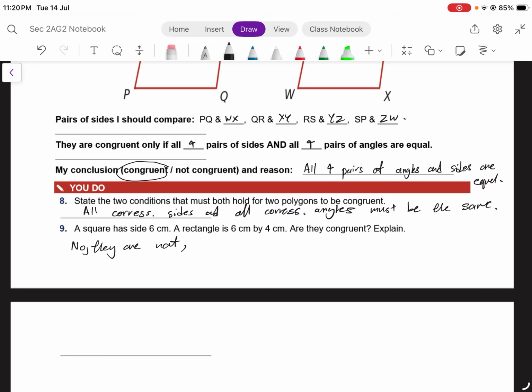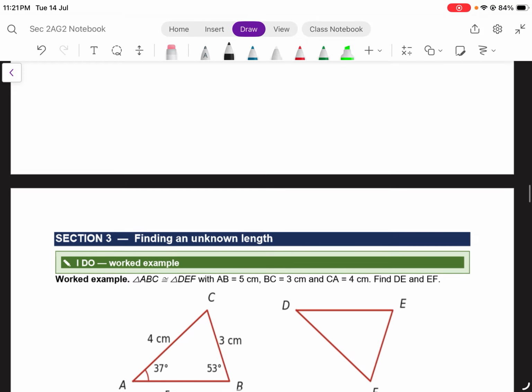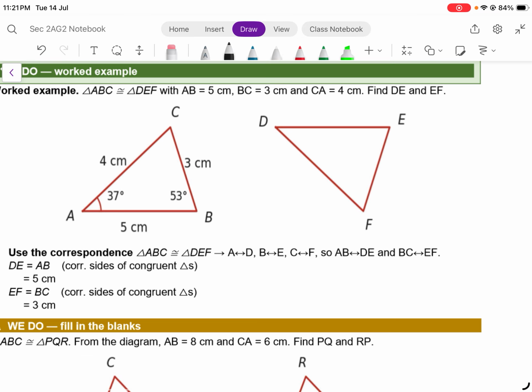Not, okay, because not all four sides are the same length. Okay, easier. So finding an unknown length, basically we're just doing comparison, right?